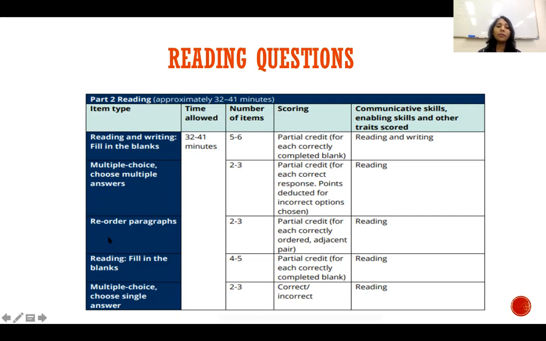The third question type over here is called reorder paragraph. It's a very important question type. What happens here? You're given sentences from a passage, sentence one, two, three, four, which are displayed on the left-hand side of your screen. And these sentences are numbered, either as A, B, C, or one, two, three.